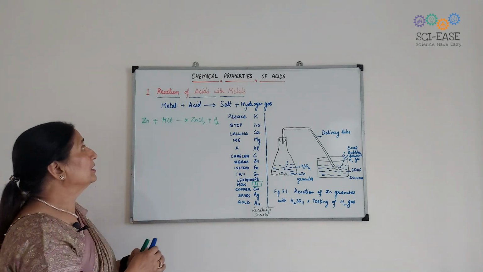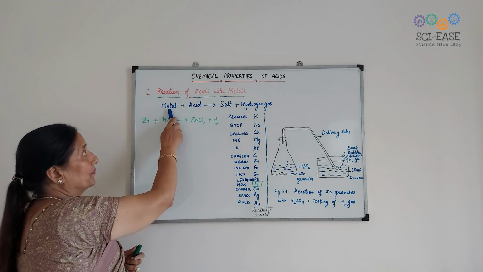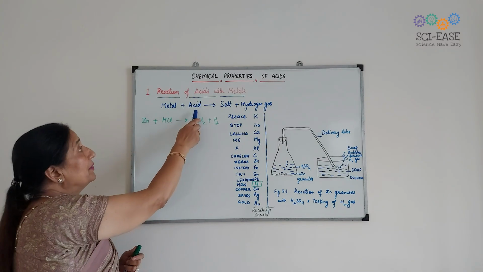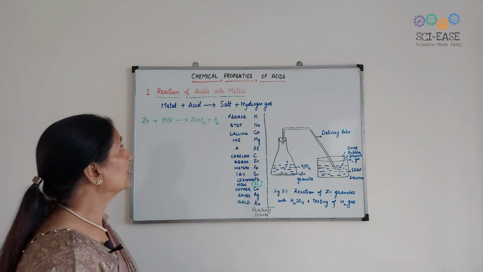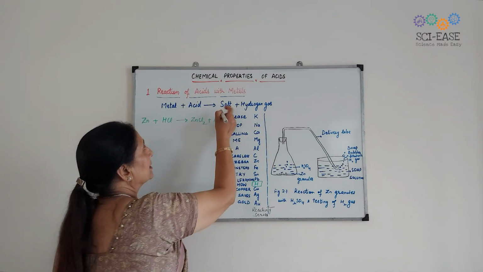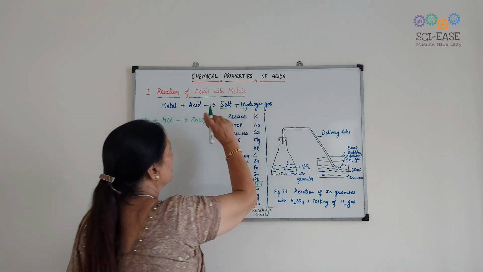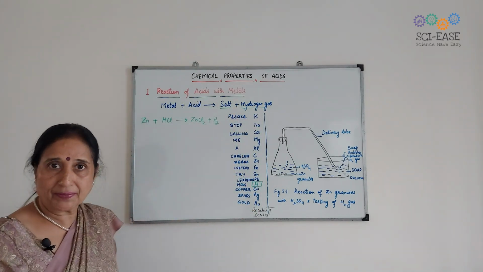Now, whenever any metal reacts with an acid, this will result in the formation of salt and hydrogen gas. This is the general equation.